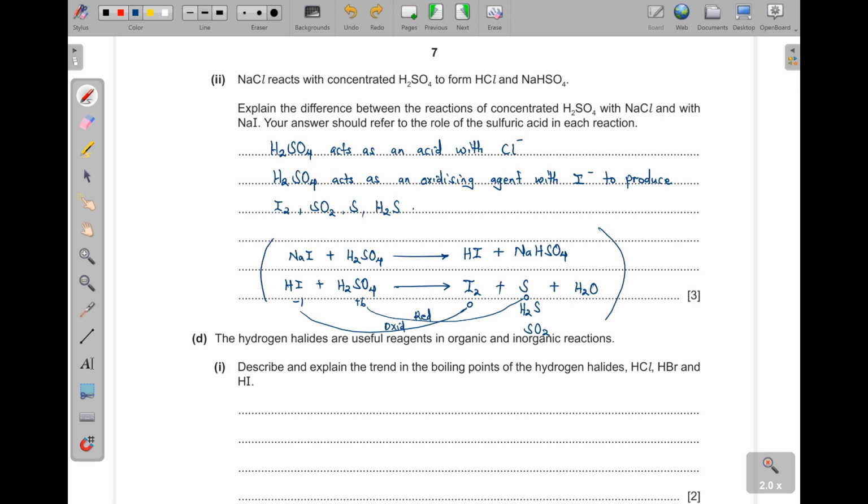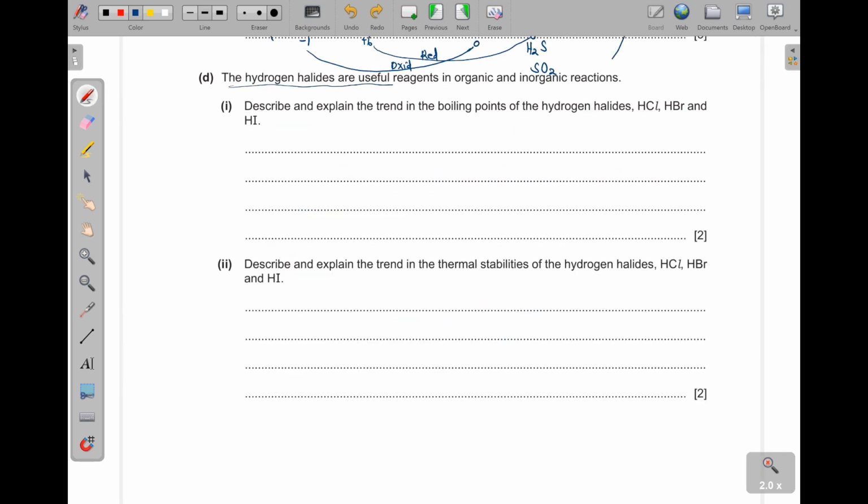So that is that. Then part D, the hydrogen halides are useful reagents in organic and inorganic reactions. Roman 1, describe and explain the trend in the boiling points of hydrogen halides, HCl, HBr, and hydrogen iodide. Here, because these are molecules, the boiling point has to increase down the group, because for these molecules, we look at the number of electrons. The more the number of electrons, the stronger the van der Waals forces of attraction. So I will say boiling point increases down the group.